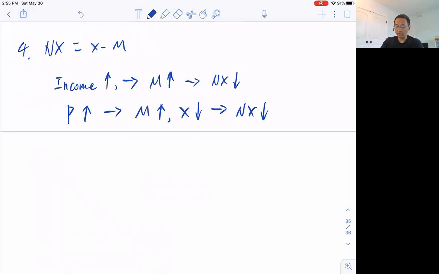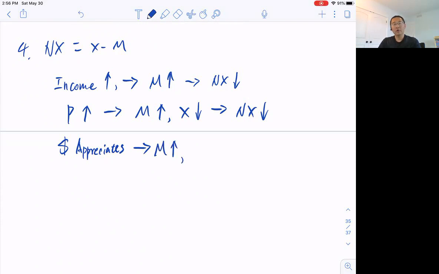Let's say the dollar appreciates, so that means the dollar is becoming more valuable. If the dollar is becoming more valuable, that means foreign products will become relatively cheaper to us, right? Because every dollar can exchange for more foreign currency. That's what dollar appreciation means. So foreign products will take fewer dollars to buy, and so our imports are going to increase.